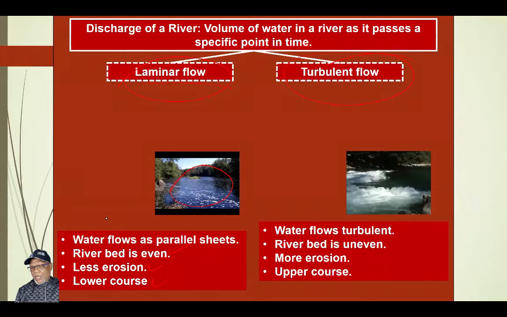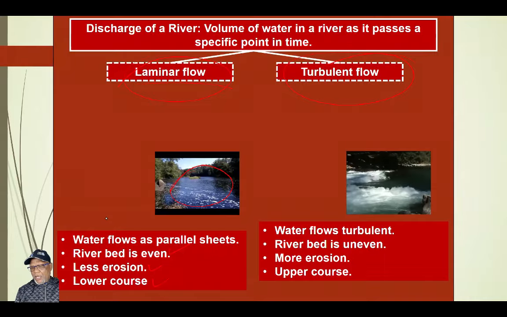So the river in its upper course has got a steeper gradient, and the water is flowing fast. There is dominant downward erosion, or vertical erosion, and the area has got waterfalls, rapids, interlocking spurs, and you can see the volume of water is very little.